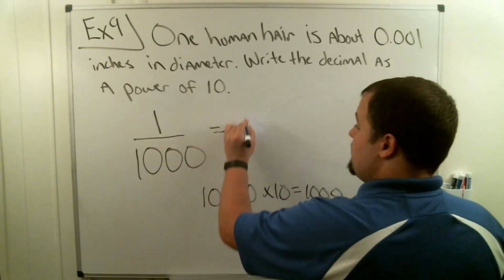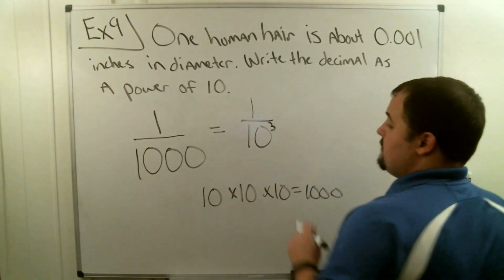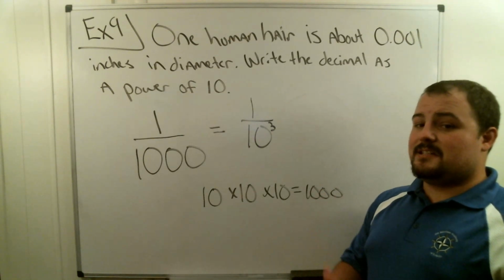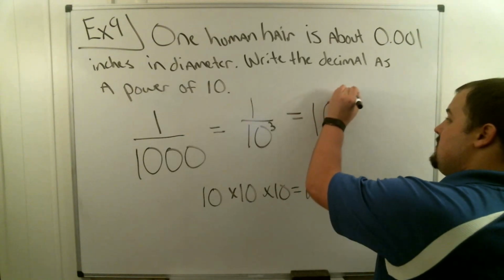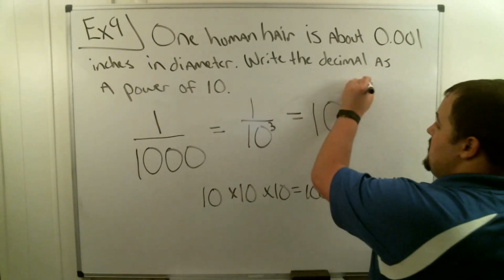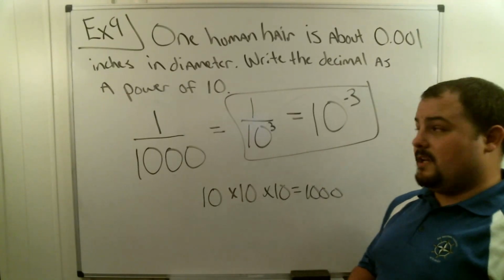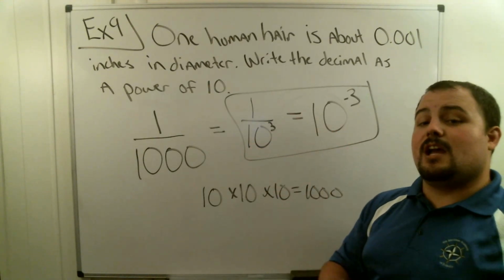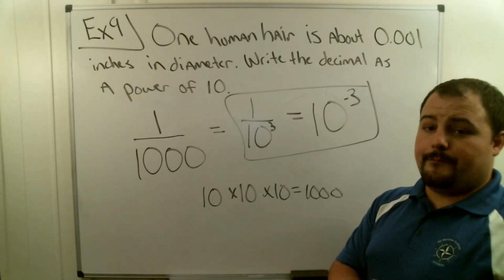So this means that one human hair is 1 over 10 to the third power inches in diameter. And if they asked me to write this as a negative exponent, I would say that one human hair is 10 to the negative third power inches in diameter. So my answer would be this right here, because we've written it as a power of 10, we wrote it as a fraction, and we wrote it as a number with the negative exponent. 10 to some power. That's what we're looking for.